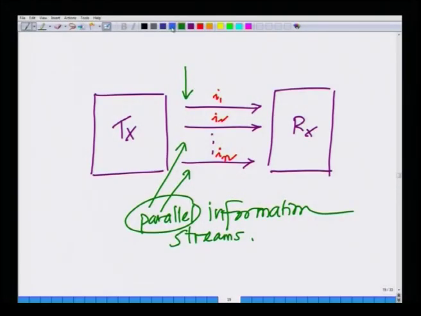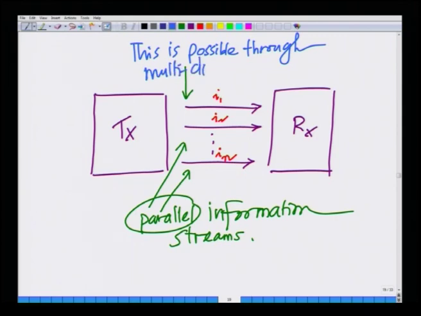And let me just mention, this is possible through multidimensional signal processing. So, let us start with a basic description of MIMO.